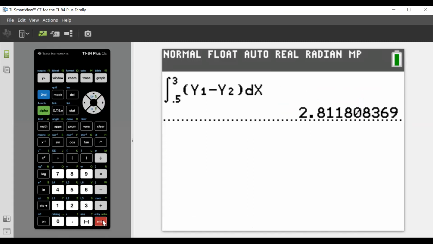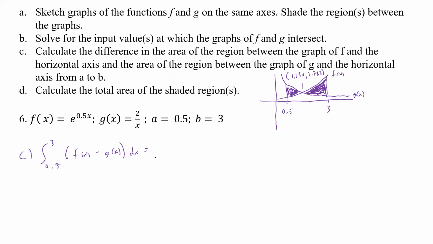And we should get 2.812. Okay, so we get 2.812. And there's no units here, so we don't have to worry about units. And so now that's our area of the region. Okay, so the f of x minus the g of x, so there's more f here than g, and so that's why it's positive. If we had taken g of x minus f of x, because there's more f, it would have become a negative value.